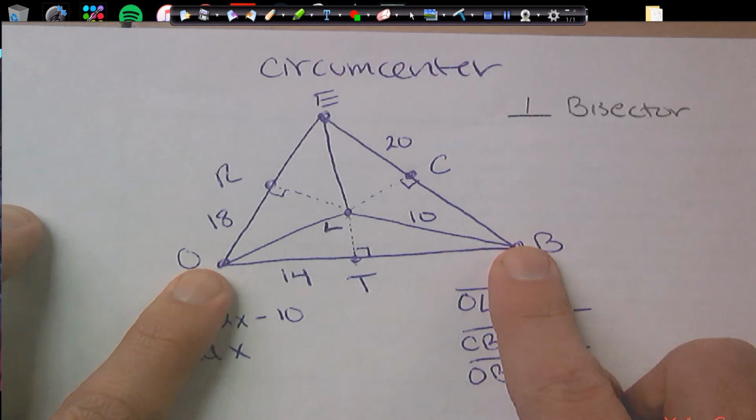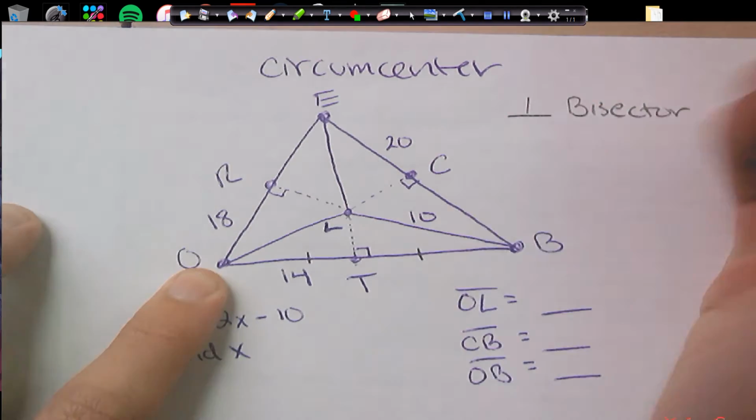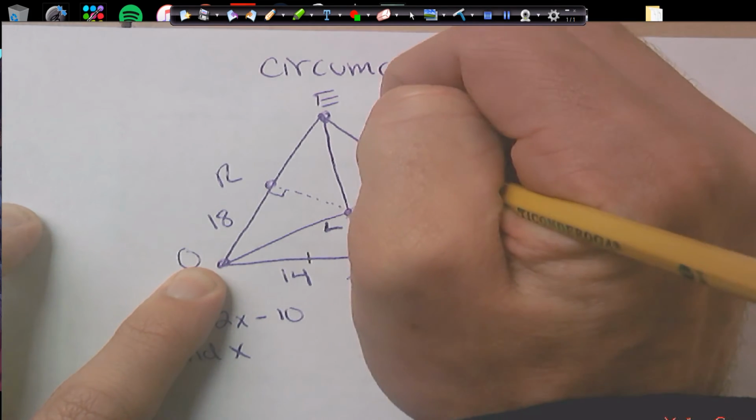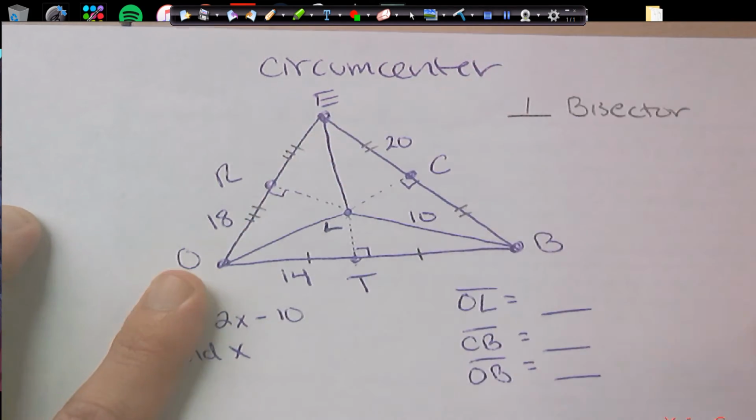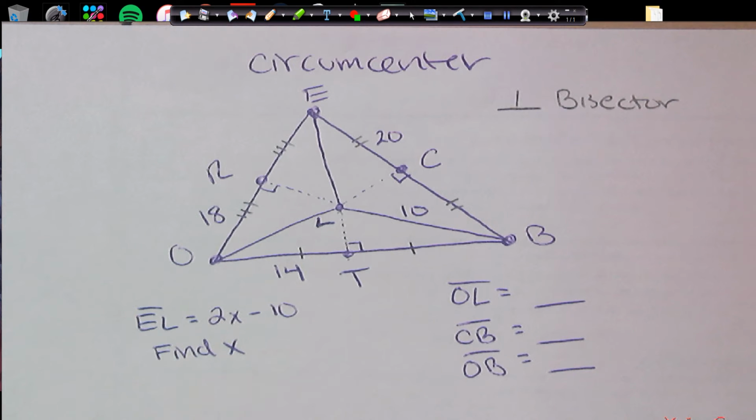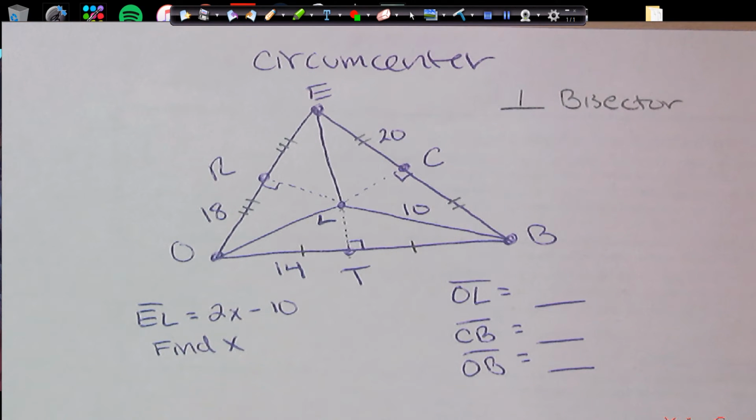So OB is going to get cut into two congruent pieces. CB is going to be equal to EC, and OR is going to be equal to RE. Now they're not all congruent to each other, that's why I use different congruency marks. Let's go ahead and solve these.